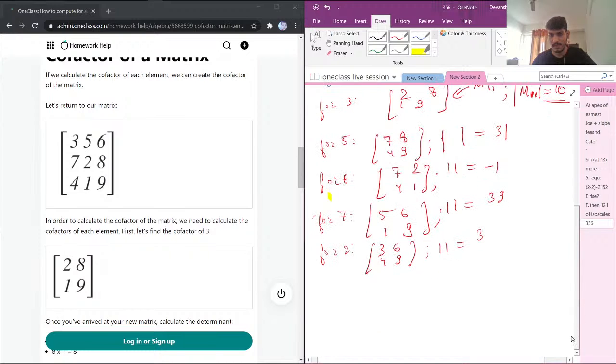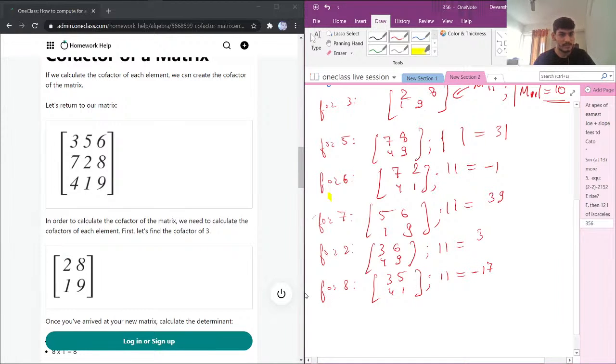Then we again go for 8. For 8, this row and this column will be blocked. So the minor is 3, 5, 4, 1. The determinant of this will be 3 minus 20. This will be minus 17.